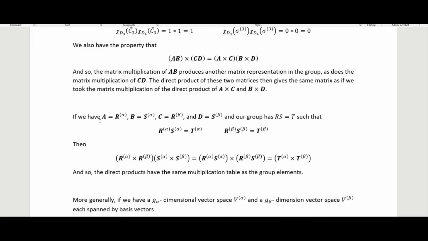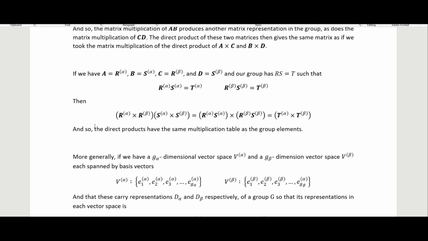If we have A equals R alpha, B equals S alpha, C equals R beta, D equals S beta, and our group has that RS equals T, that when we do the S and then the R symmetry operations, that's the same as some other operation in our group, such that the matrix representation of R and S is equal to the matrix representation of T in our alpha representation, and same in our beta representation.